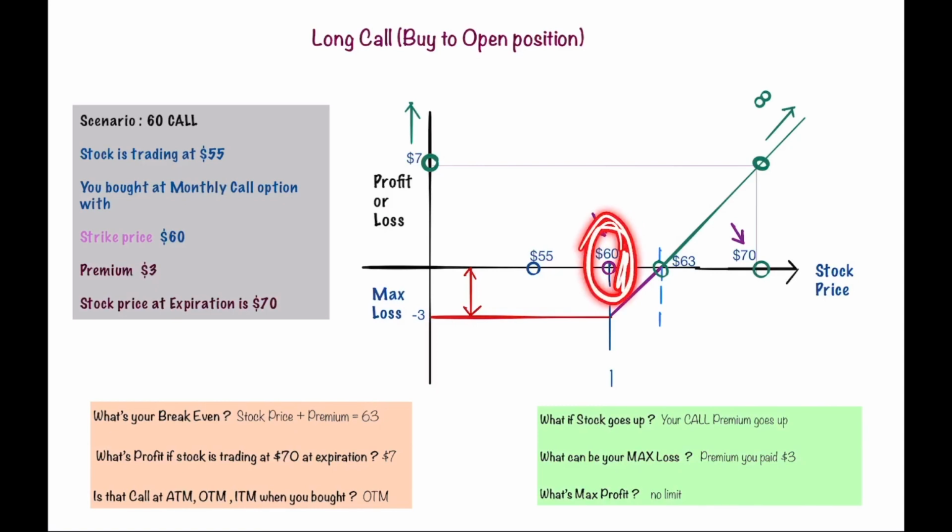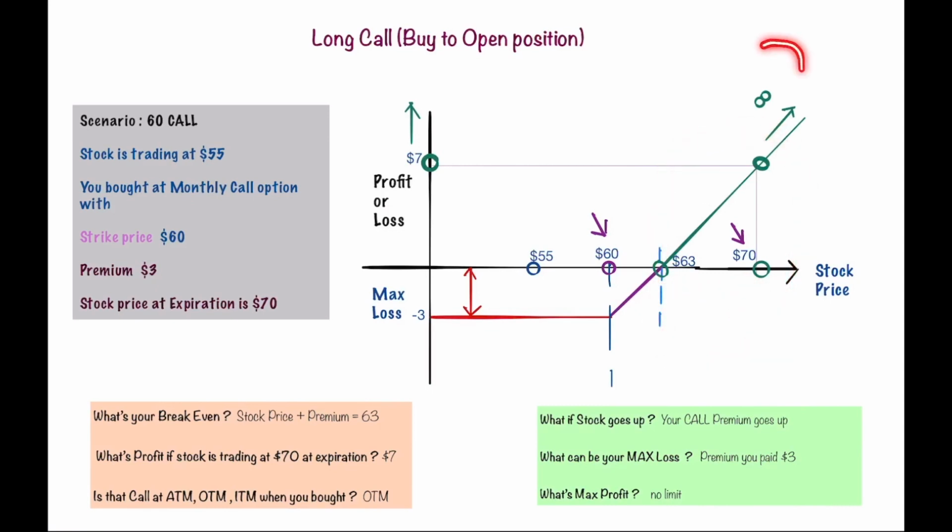But you bought this strike price, right? So when it moves to 61, well, you make $1. 62, $2. 63, you will make $3. But remember, you paid a $3 premium, so when it comes to 63, that's the break-even point because you got back your $3 premium. So beyond that point, it's all your profit.